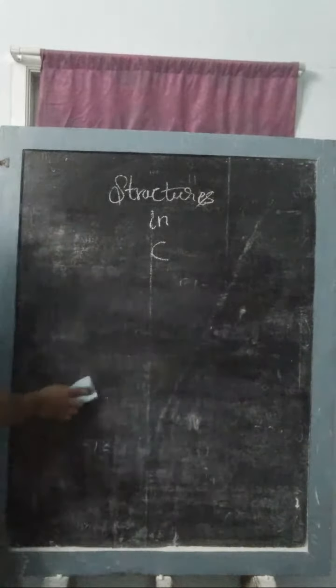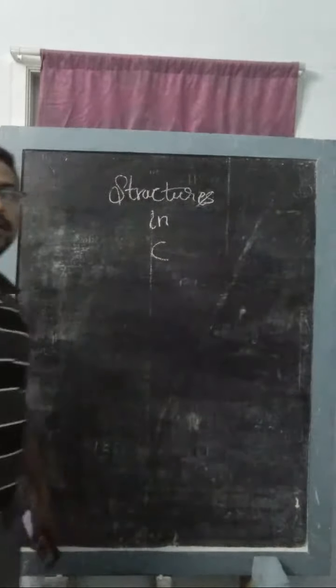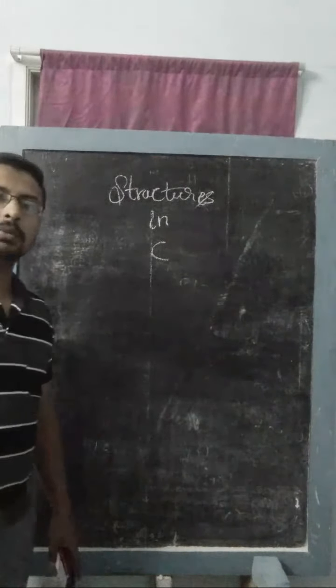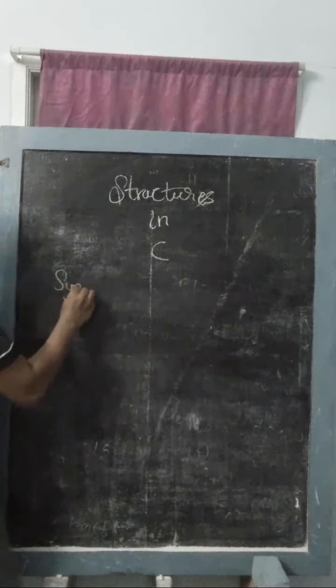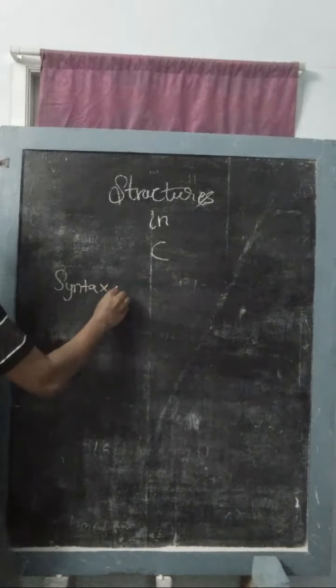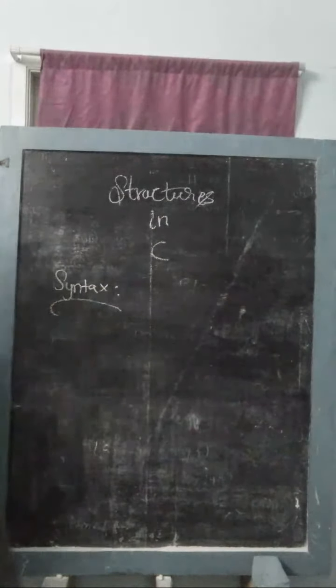Structure is the collection of heterogeneous elements. All the elements are of different types, which is referred to by a common name. So now, structure in C, we are going to see the syntax of the structure. How the structure will look like.